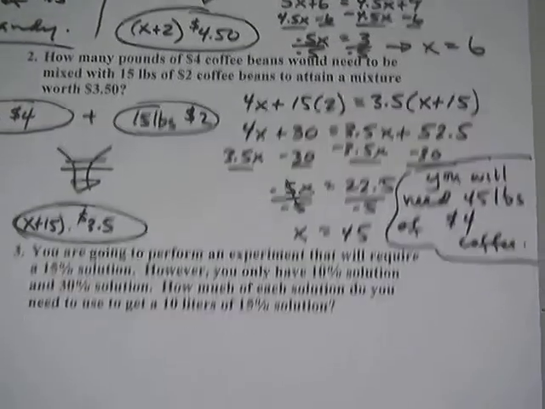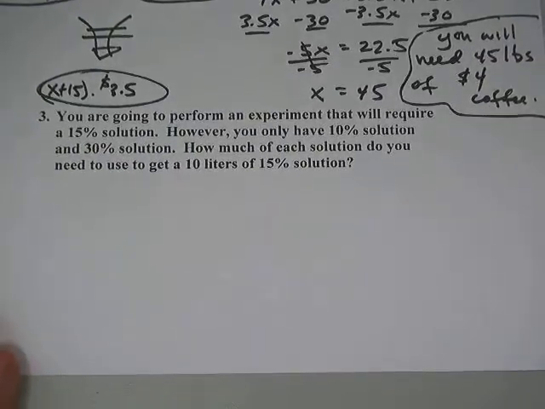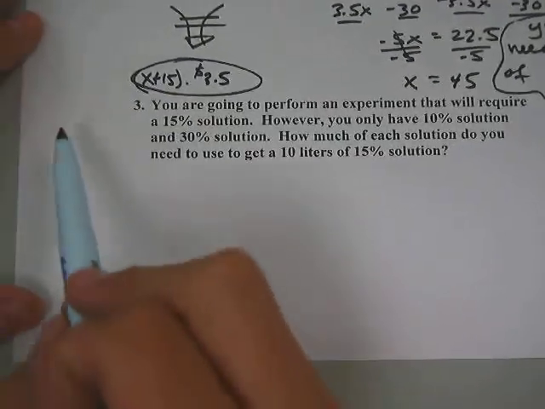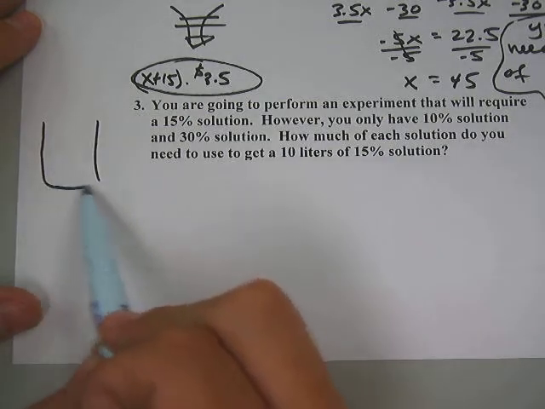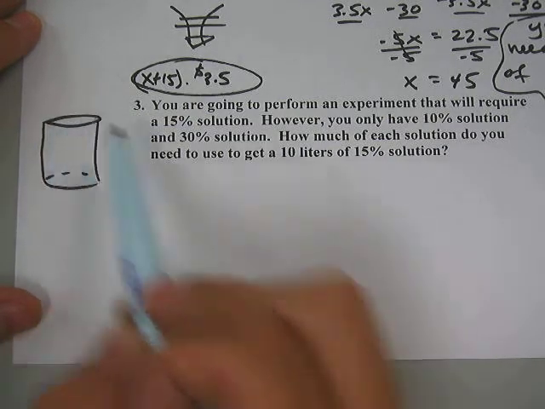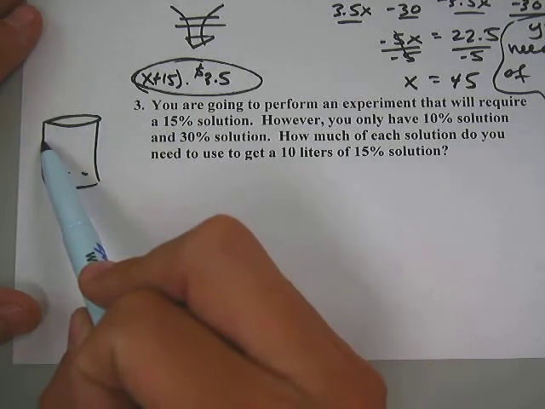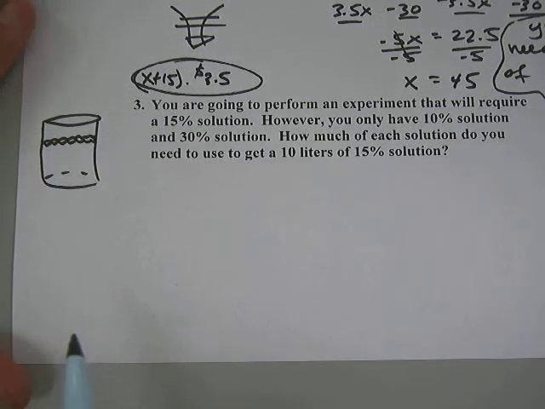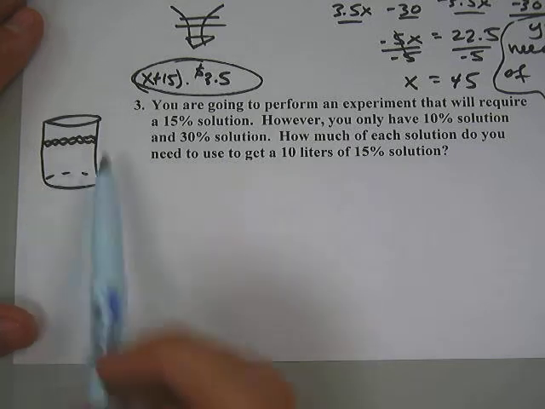Again, I think making that visual is a really good thing for you. Okay, so we're going to talk about a different type of mixture problem. This is more of a chemistry type problem. It says you're going to perform an experiment that will require a 15% solution. One of the things you need to understand is this terminology of a 15% solution. When you're talking in chemistry problems and something is described as a 15% solution, what that means is this. If I draw a little visual over here, you have this container, and in it there's a bunch of liquid.